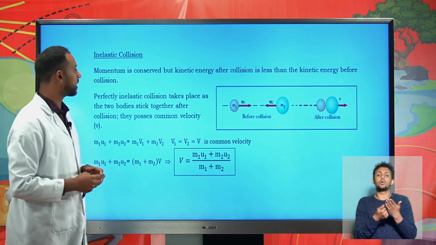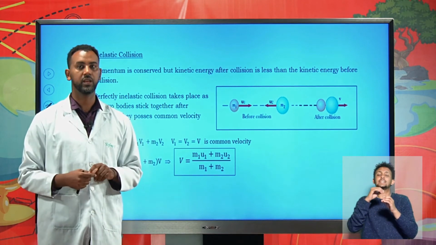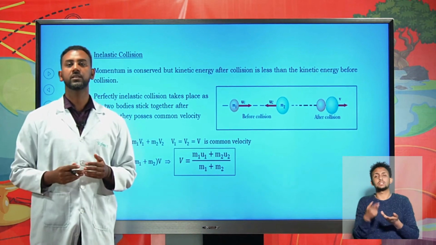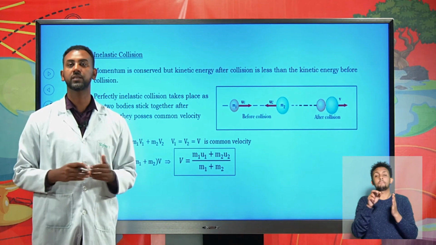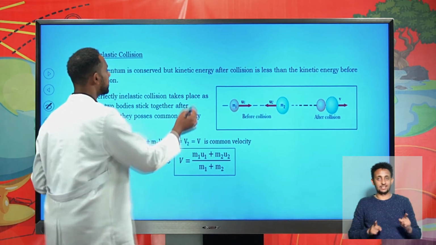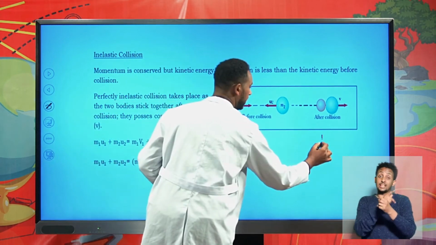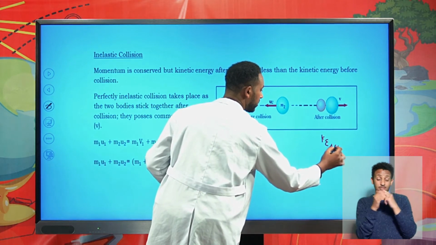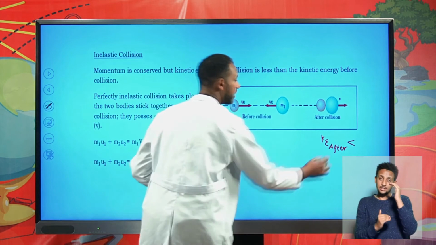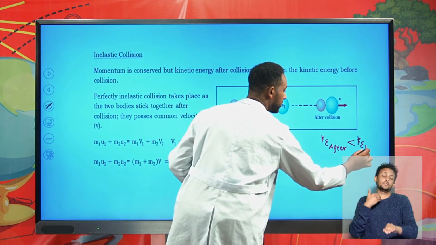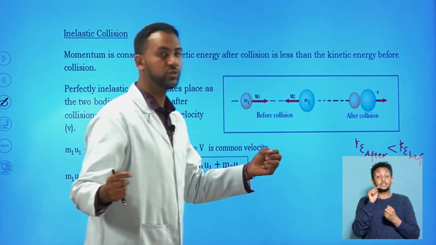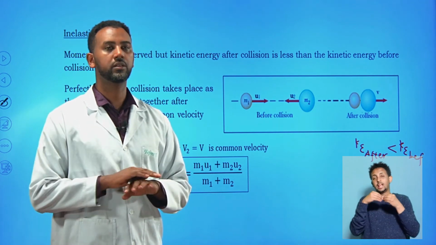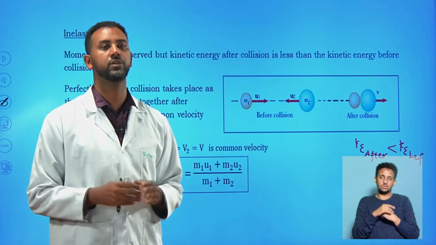How about if two bodies collide inelastically? When two bodies collide inelastically, the momentum remains constant, but the kinetic energy differs. The kinetic energy after collision is less than the kinetic energy before collision. So if the collision is inelastic, the kinetic energy does not remain constant. There is no conservation of kinetic energy.